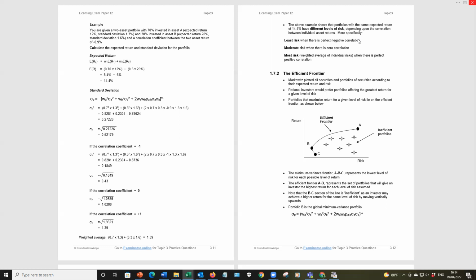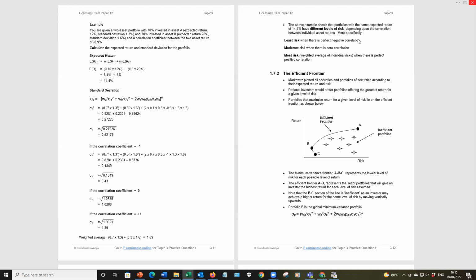Another way to look at this is as long as the correlation coefficient between two assets is less than +1, then there is benefit of bringing those assets together to lower the portfolio risk, the portfolio standard deviation. And that is why diversification in portfolio asset management is attractive.